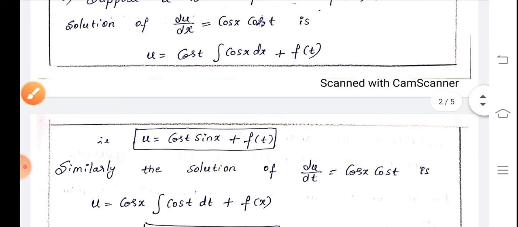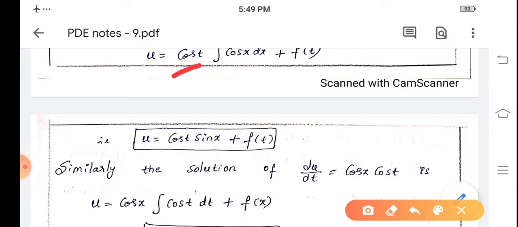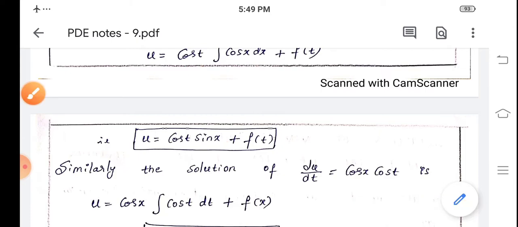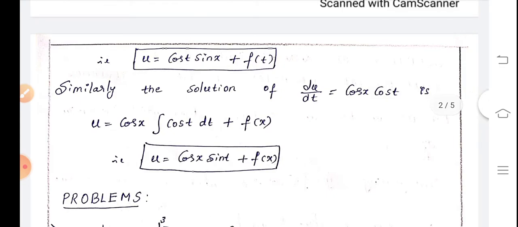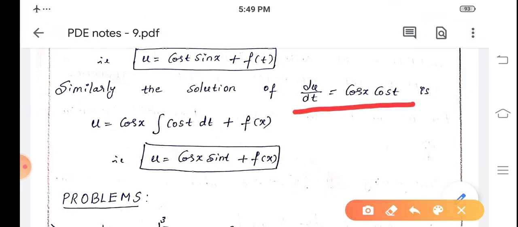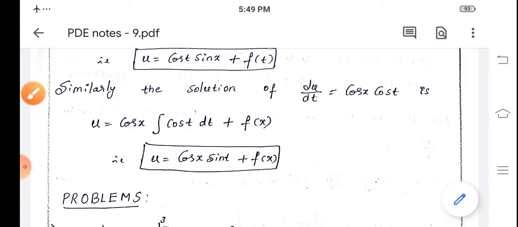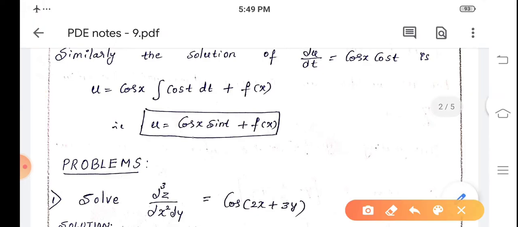Now we are getting u is equal to cos t into integration of cos x, which is sin x. So cos t sin x plus f of t. Similarly, the solution of partial differential equation dou u by dou t equal to cos x cos t, where u is a function of x and t, is u is equal to.